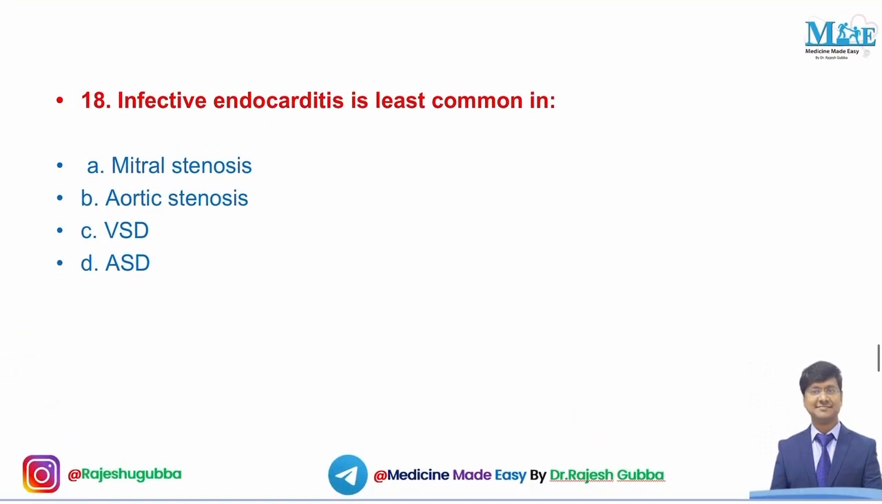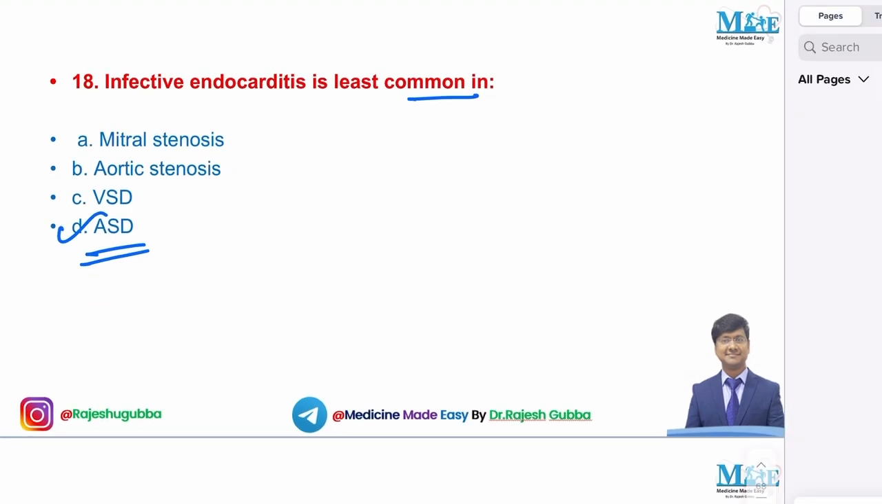Infective endocarditis is least common in: mitral stenosis, aortic stenosis, ventricular septal defect, atrial septal defect. Wherever the pressure gradient is less, there is a lesser chance of infective endocarditis, and that is the atrial septal defect. Among the options given, across the ASD the pressure gradient is less, so infective endocarditis is also least common. Next question.